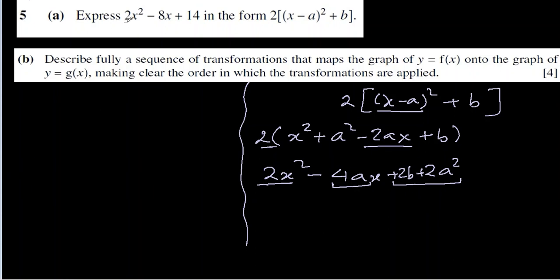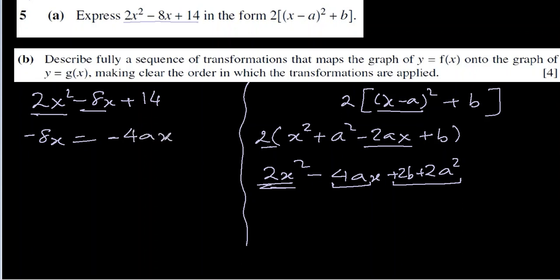Let's compare this with this one. 2x square minus 8x plus 14. Can you see 2x square and 2x square are same? Don't look at that. Minus 8x will be compared with the coefficient of minus 4ax. Let's write x also, and then we can cancel out x. Minus 4a is equal to minus 8. So divide both sides by minus 4 now, so that we get the value of a. And that is 2. A is 2.